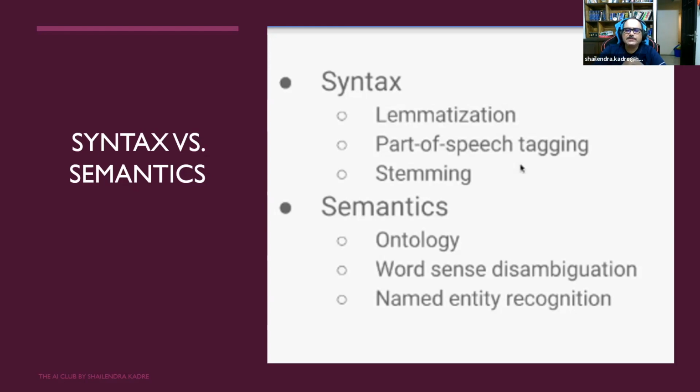In semantic analysis, we are concerned with ontology and then word sense disambiguation. Word sense disambiguation is pretty simple. Like, as I said, Shiva is great. Whether Shiva is being talked about in the sense of a common man or in the sense of Lord Shiva. So Shiva is the ambiguous word here. We want to disambiguate it, whether it is representing Lord Shiva or a common man. And then something called named entity recognition.